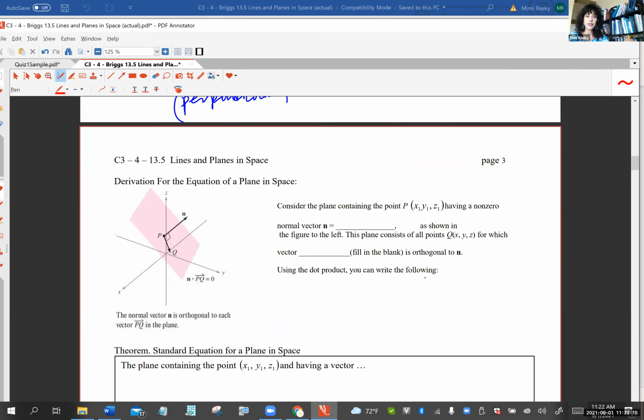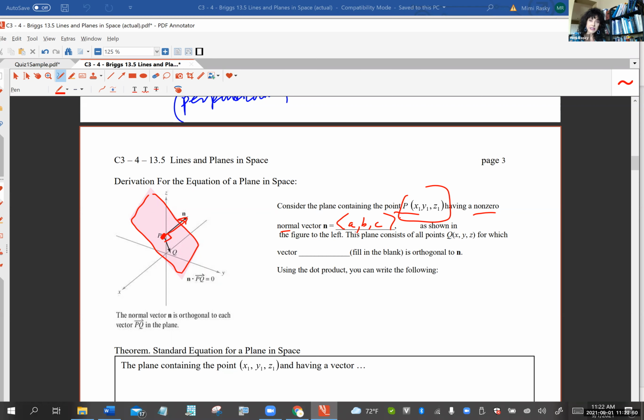Let's look at another drawing of a plane. This plane is sort of tilted at an angle. It's kind of pretty though. And you can see there's a point P on the plane, and this vector N, it looks like they did draw it normal to the plane. It's making a 90-degree angle with the plane itself. So if we consider the point with coordinates x1, y1, z1, that's our point P, having a non-zero normal vector N, and let's give it some components. Let's say its components are A, B, C, as shown in the figure to the left.